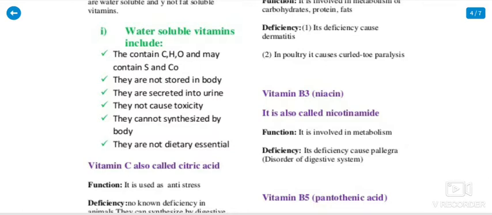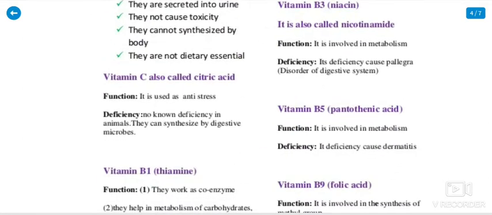They are not stored in the body. These are the water soluble vitamins. They are not stored in our body. They are secreted into urine. They do not cause toxicity. They cannot be synthesized by the body. They are not dietary essential. So these are the water soluble vitamins.